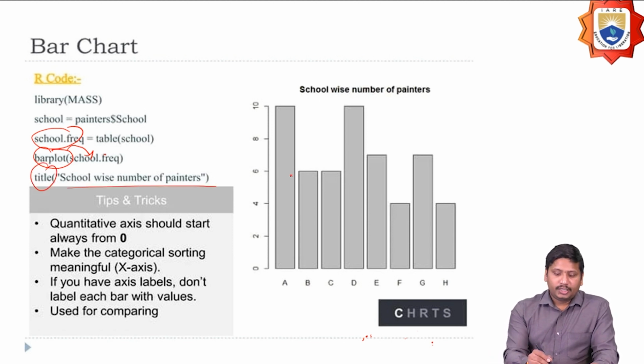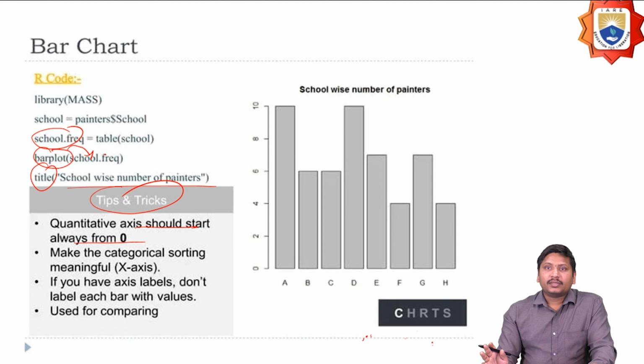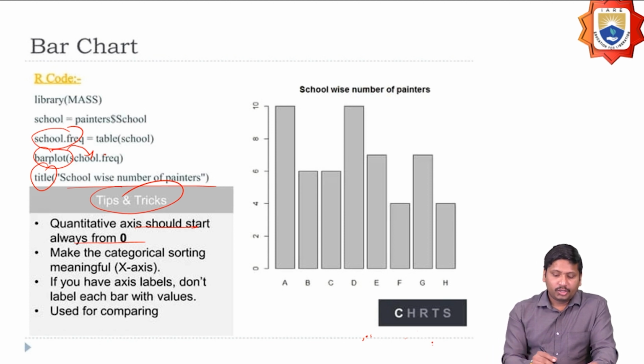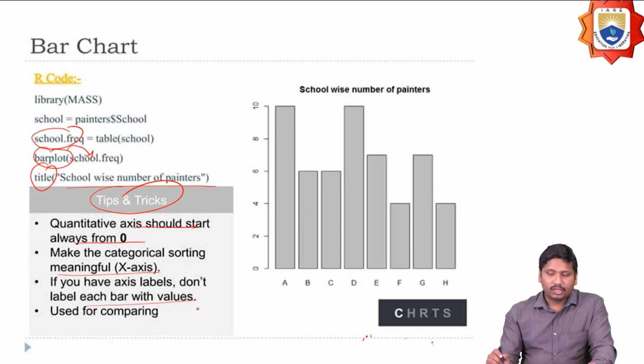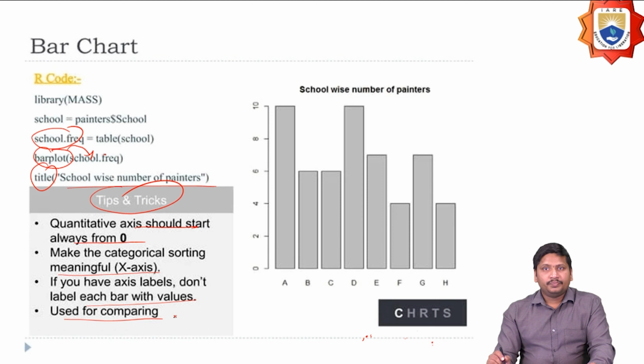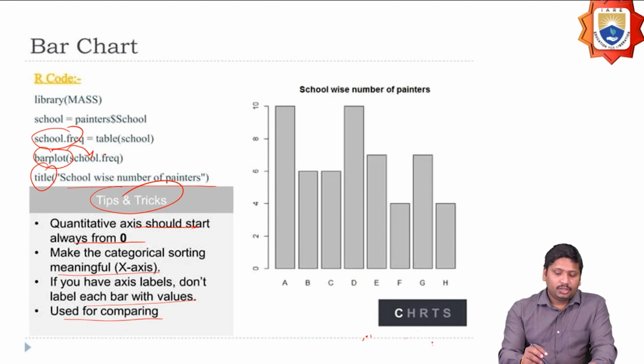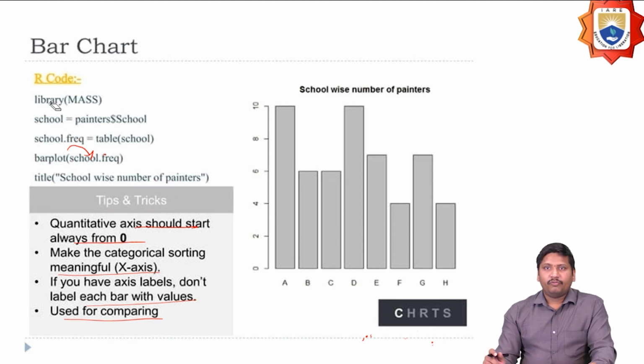Next are the tips and tricks for this bar chart. The quantitative axis should start with 0, and make the categorical sorting meaningful on the x-axis. Use axis labels, and don't label each bar with its value, but use them for comparison as well. These are the tips we have to follow while constructing the bar chart.